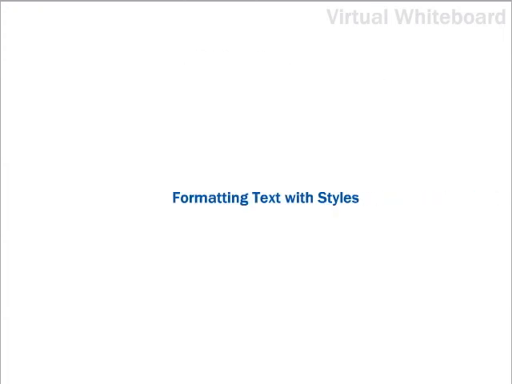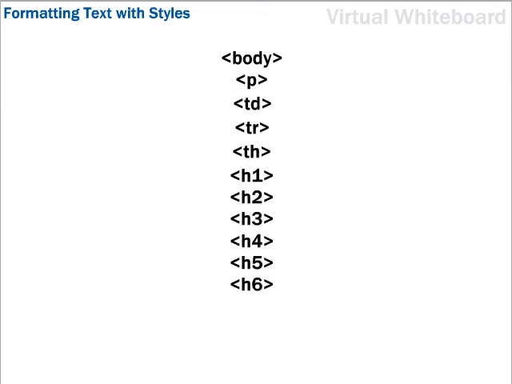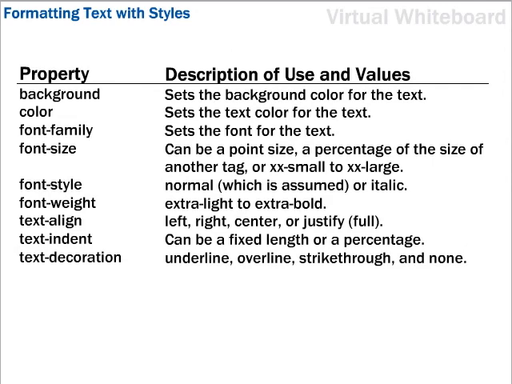Text is the most important element of any web page. Without text, there is nothing on the page to help people decide whether it's worth coming back. Text on an HTML page is structured by the body, paragraph, TD, TR, TH, H1 through H6, and list tags, among others. You can add your own style preferences to each of these tags using the style properties shown here.